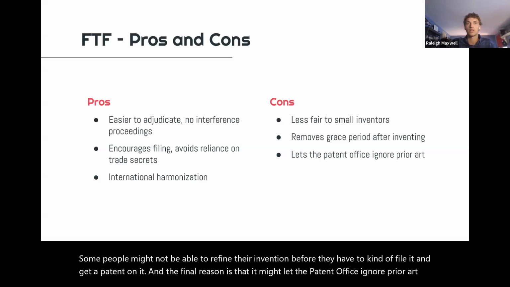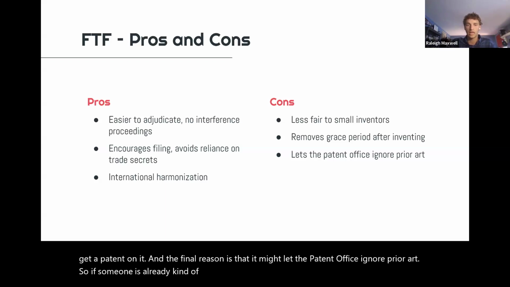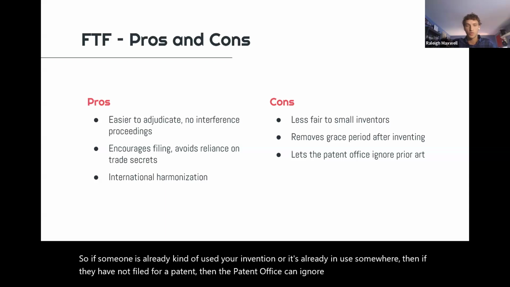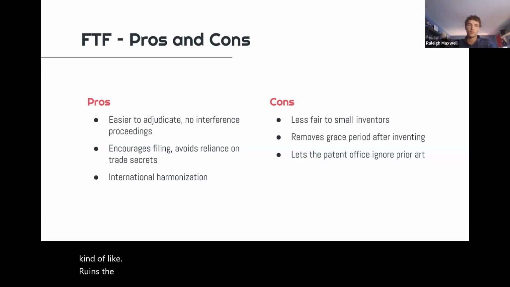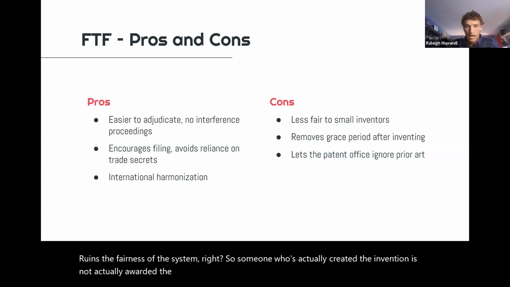So if someone has already used your invention, or it's already in use somewhere, then if they have not filed for a patent, the patent office can ignore it. We'll talk more about prior art and what that means in a second. The impact of that is that it ruins the fairness of the system, right? So someone who's actually created the invention is not actually awarded the patent.